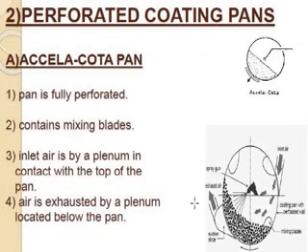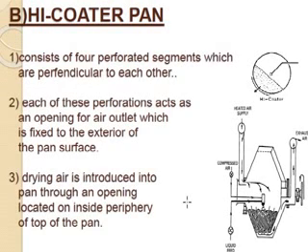Then perforated coating pans are there. You can see small holes at the bottom. That's why this pan is called perforated. It contains mixing blades. Inlet air is provided by the plenum in contact with the top of the pan. This is the inlet air, called the plenum. Air is exhausted by the plenum located below the pan, and the air provided by the plenum is removed by these perforated holes, also called the down plenum.